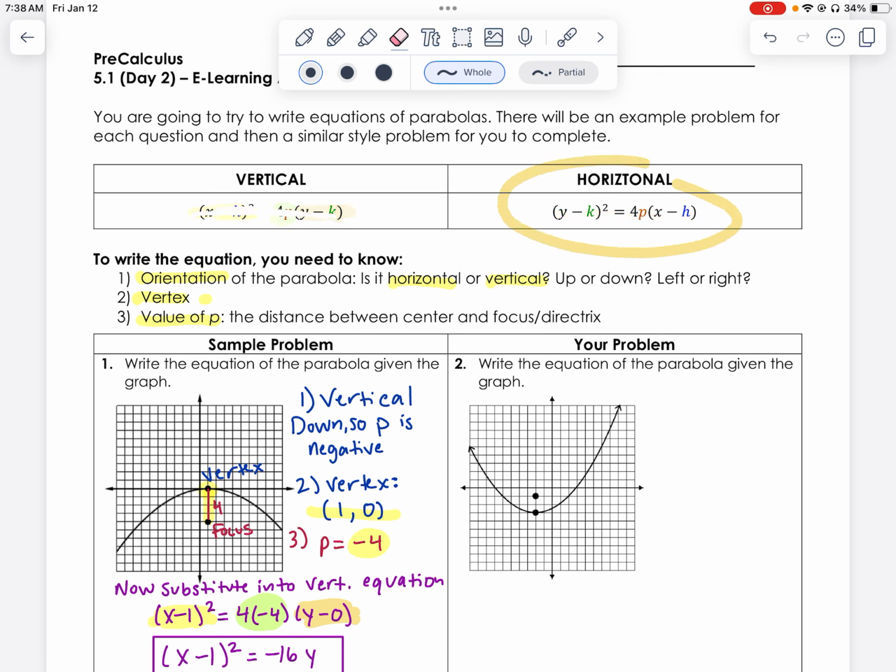All right, next up, the vertex. The vertex is here at negative 6, 2.